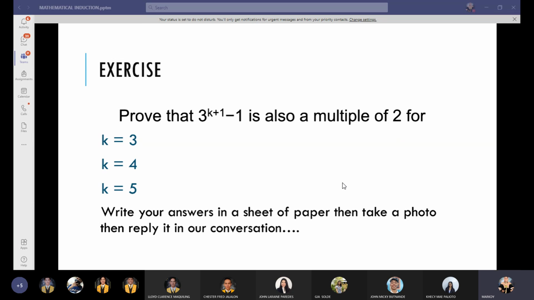And then, you can put a label on this second activity. Put the label activity number 2 at the top of the paper for me to identify that that particular reply is for activity number 2. Thank you. Okay, sir.